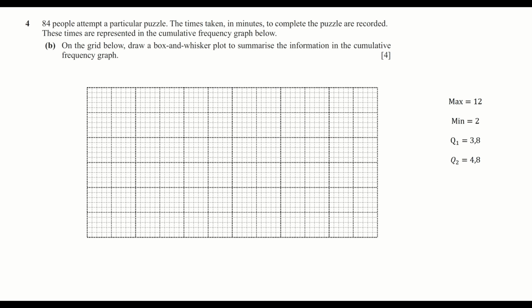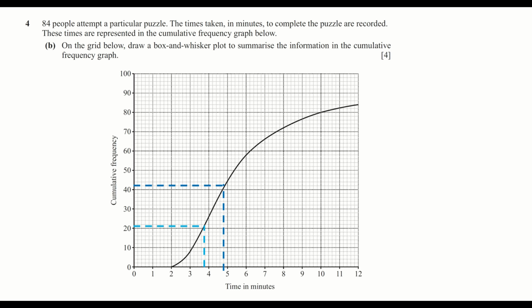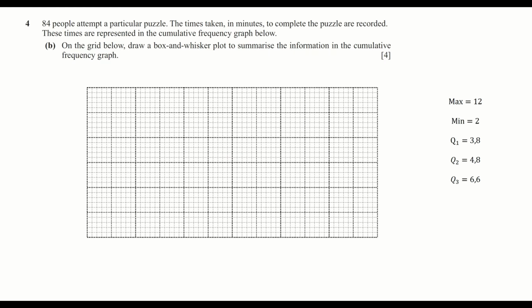And finally, I can find Q3. 42 plus 21 gives me 63. So let's draw a line from 63 to the curve and down to the axis. And I get a time of 6,6. And now I can make a note of this as well. Now I have all 5 values, and I can use this to plot my graph.